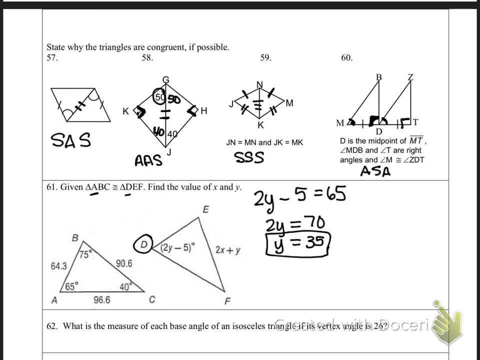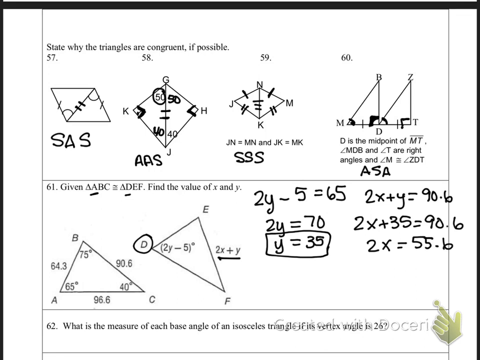Okay, now I have to solve for x. Here's where my x is, and I know that EF is going to be congruent to BC. So I know that 2x plus y is equal to 90.6. Well, I know that y is 35, so instead of writing y, I'm just going to substitute what y equals. So it's going to be 2x plus 35 is equal to 90.6. So 2x is equal to 55.6. So x is equal to 27.8.